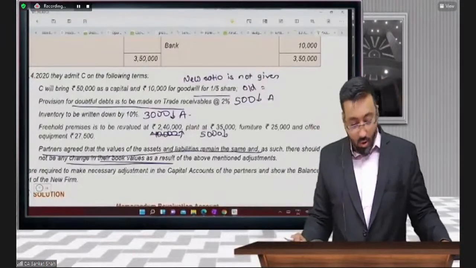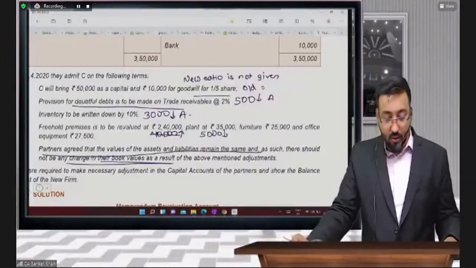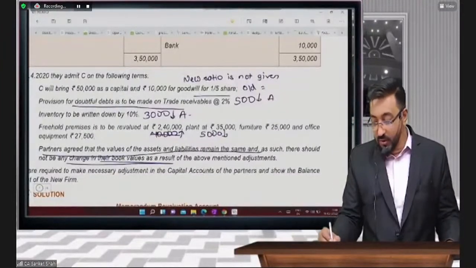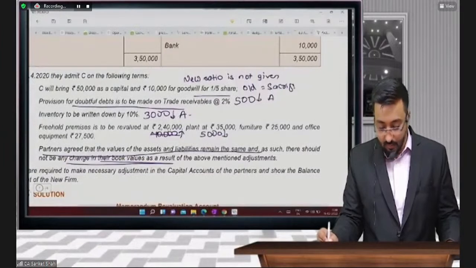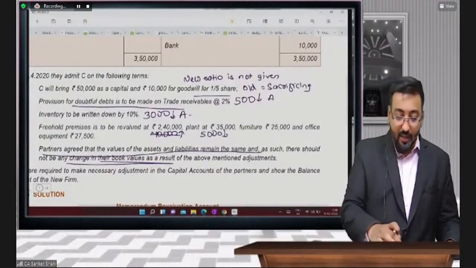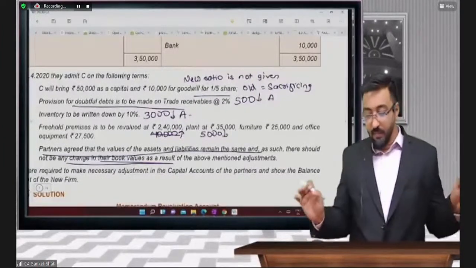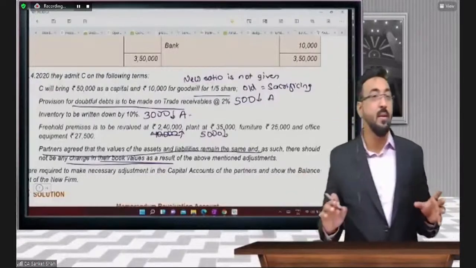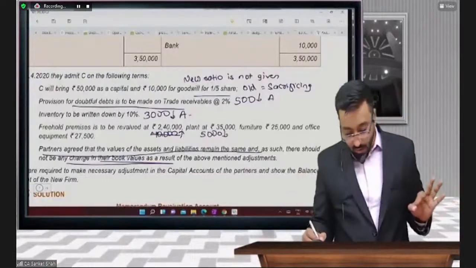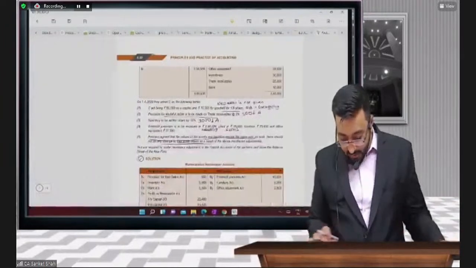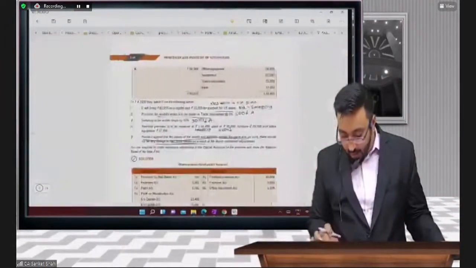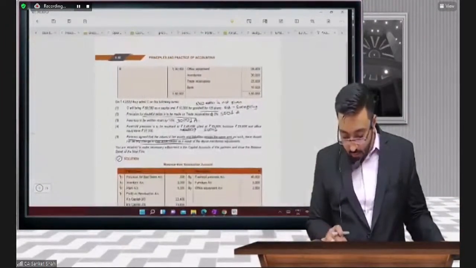Yes. So, very good. Old ratio is equal to sacrificing. Old is equal to sacrificing. Okay. So very simple. If new ratio is not given, everyone, old ratio is the sacrificing ratio, which is equal to, yes, beta, what is the sacrificing ratio? 3:2.